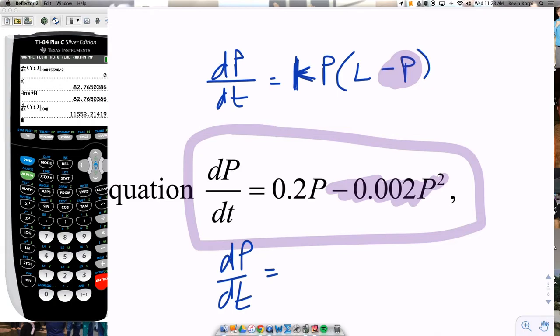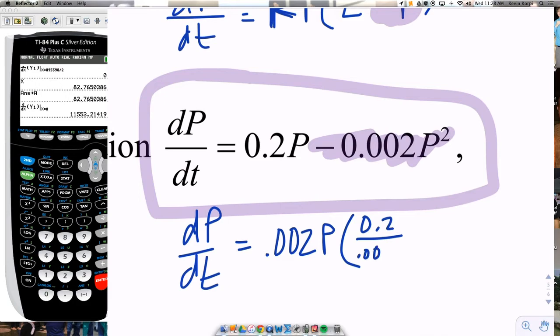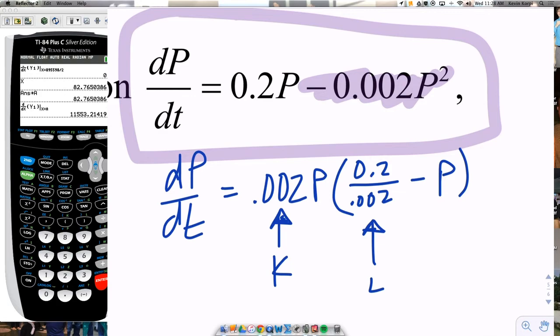0.002p, right? So if you factor out 0.002p, you're left with, when you divide out, 0.2. The p divides out from the first term, so it's gone. But you're left with 0.2 over 0.002 minus p. And so from there, this looks like your k value, and this looks like your L value.